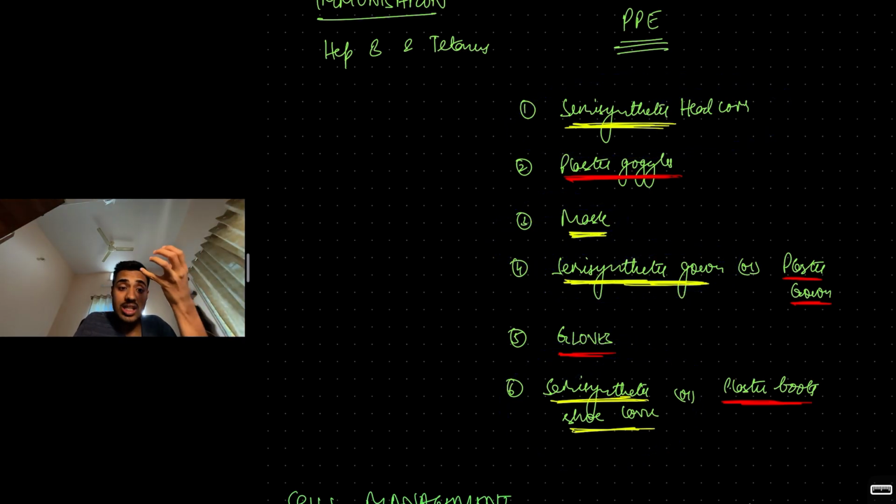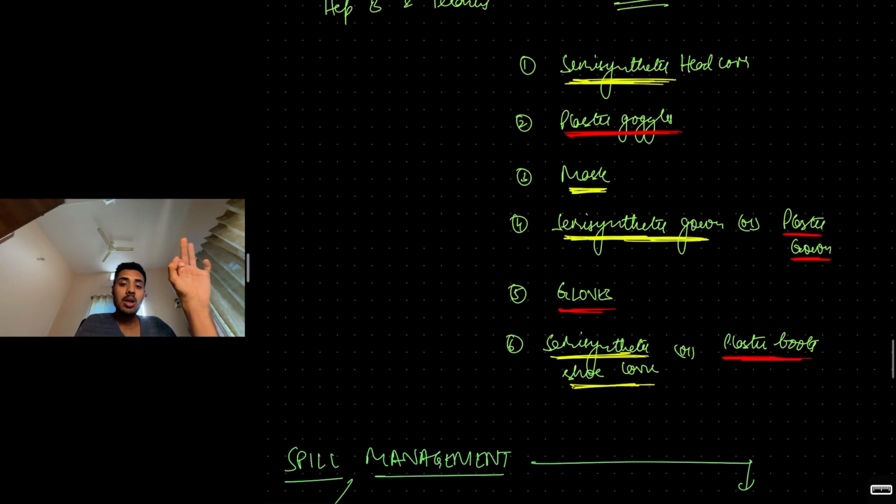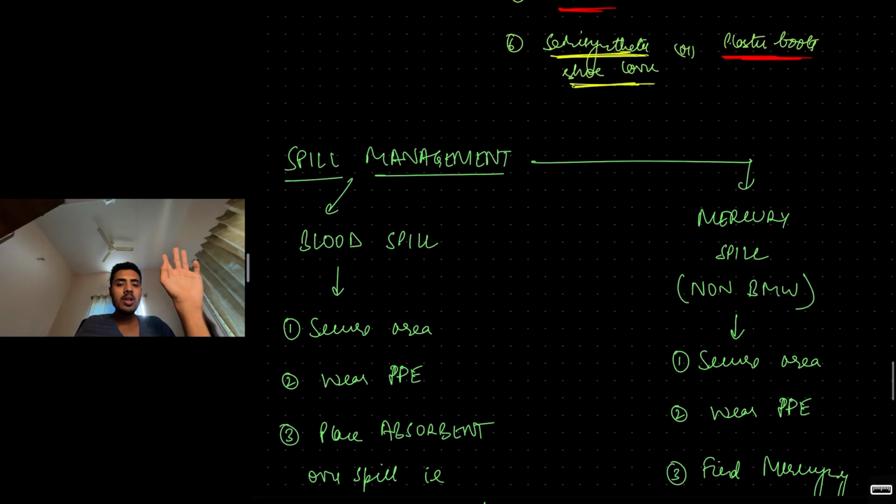Goggles, which are plastic, red, RPT. Gloves, I already told you, red. Plastic gown, red. Plastic gumboots, red. Simple. Done. Then come into spill management.